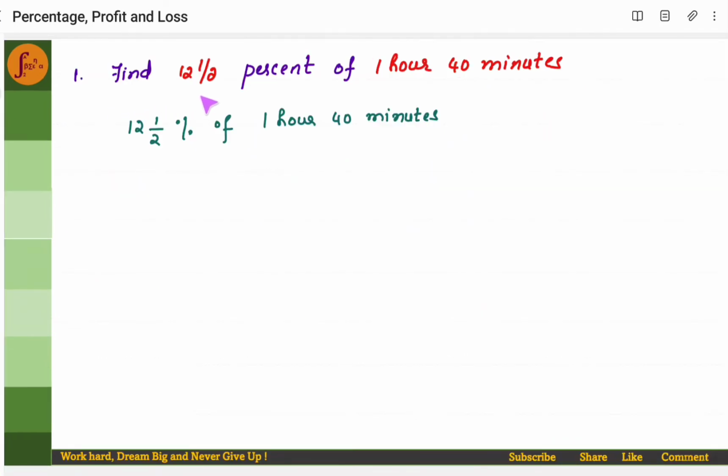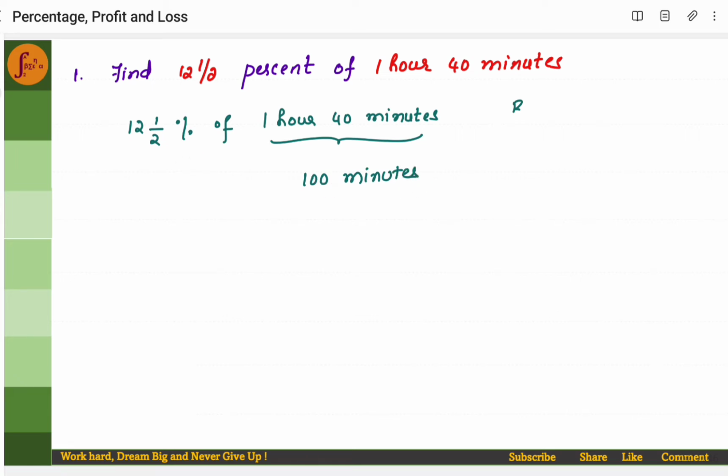Let's solve this problem where we have to find 12.5% of 1 hour 40 minutes. Whenever you have hours and minutes or rupees and paisa, you should first get into one particular unit. Either you put it in hours or in minutes. You can't have a combination of both. Whether it is money or time, it should be one unit only. So first I'll convert 1 hour 40 minutes to minutes itself. 1 hour is 60 minutes plus 40 minutes, so 100 minutes.